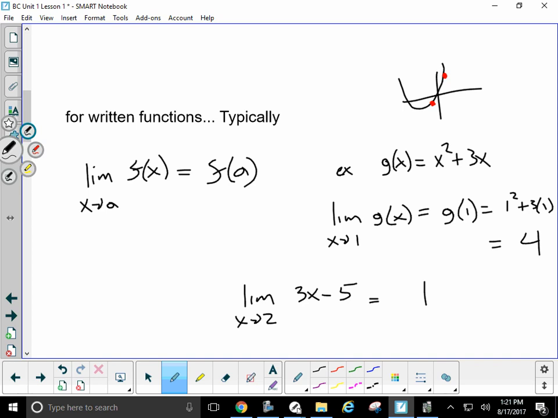Okay, so typically limits are easy. You don't even have to graph them to find the limit. You can just find the function value and assume that things are going to be nice and smooth around it.